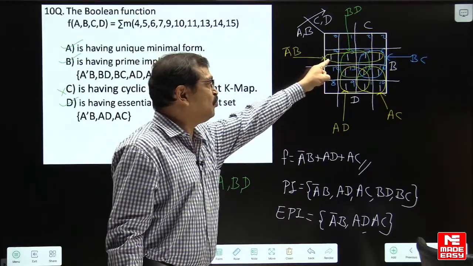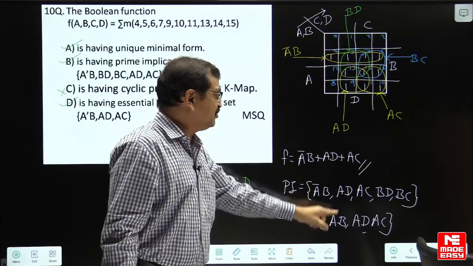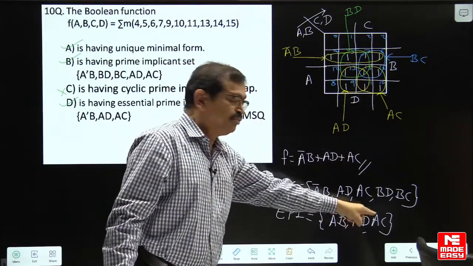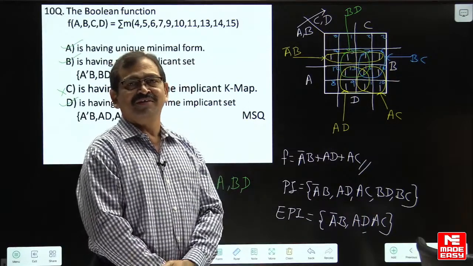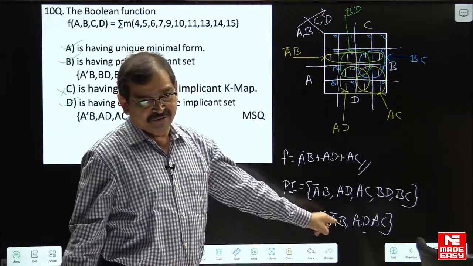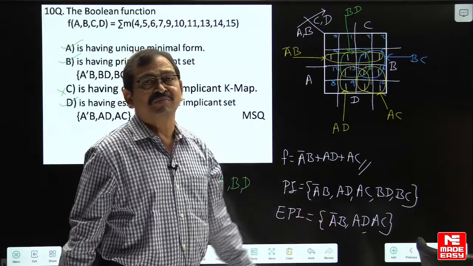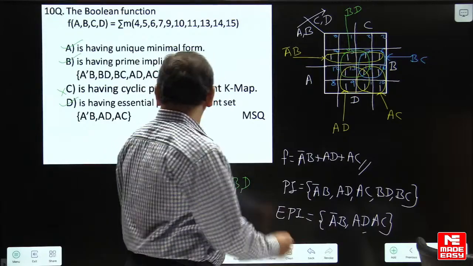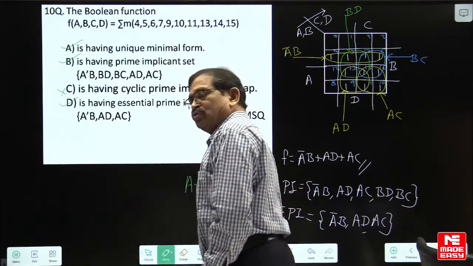In this subgroup, you see 4 is not overlapping. Hence the subgroup product is an EPI. Similarly 9, similarly 10. So respectively these 2 products, corresponding to these largest size subgroups, are also essential prime implicants. So the answer, option D, is also right.